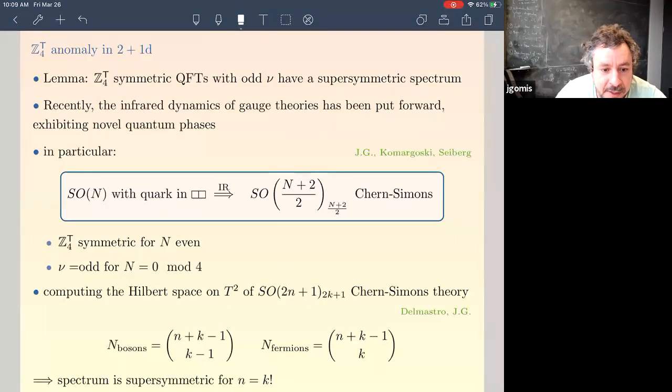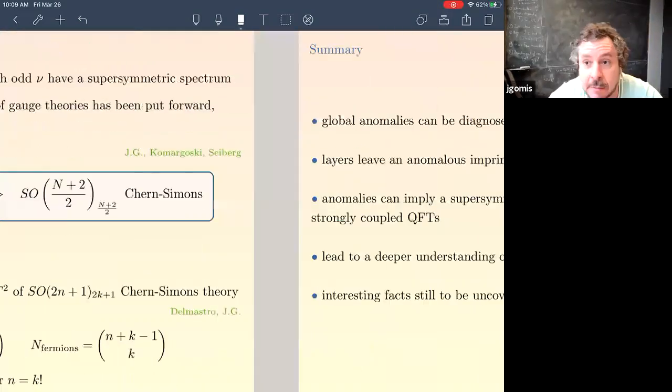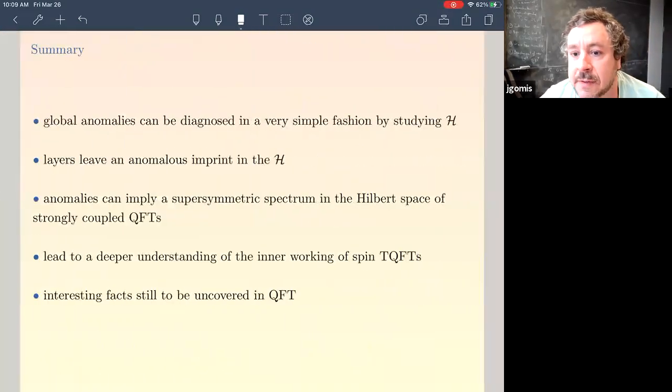But lo and behold, whenever you plug in this value here and N equals 0 mod 4, you indeed find that the spectrum is supersymmetric. So this non-trivial prediction that the spectrum had to be supersymmetric is realized by this conjectured answer for the infrared dynamics of this particular gauge theory. Okay, so I'm completely out of time, so I'll just stop here and leave this slide here if you want to read it. Thank you very much.